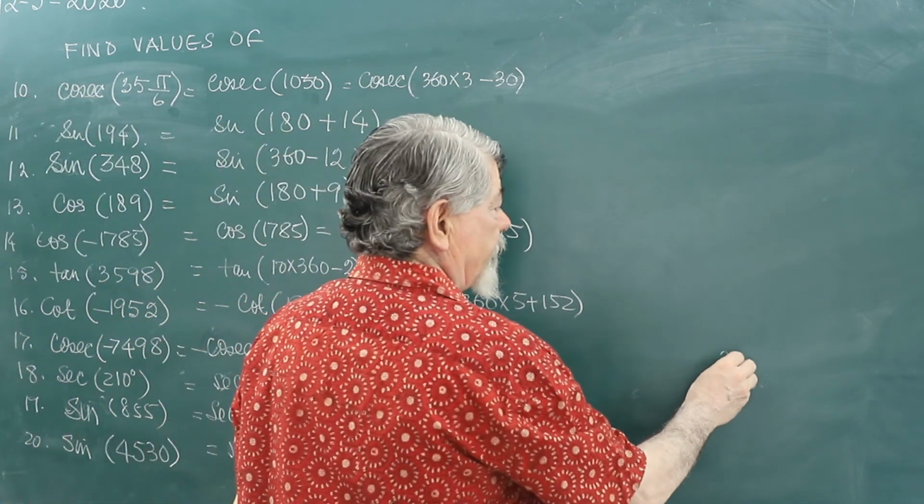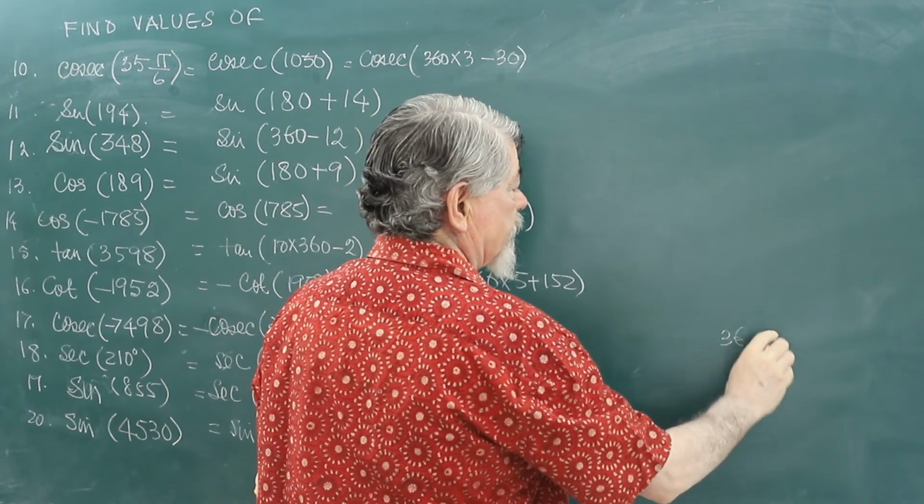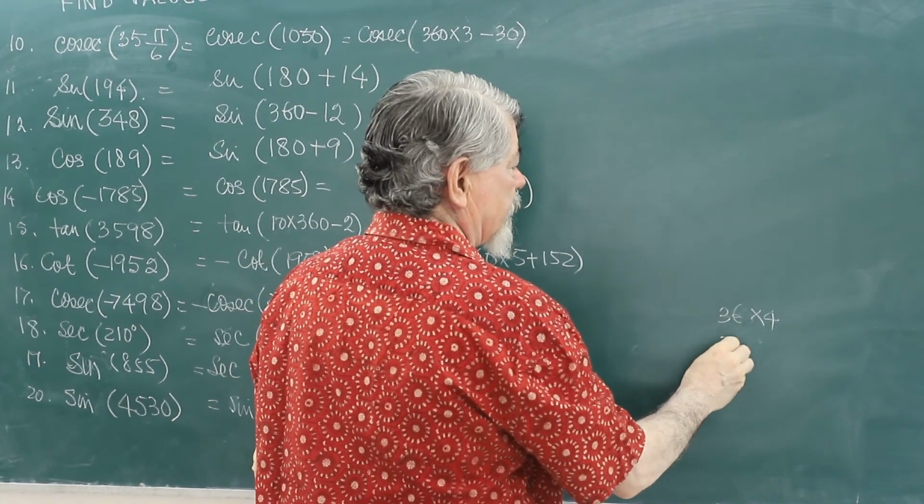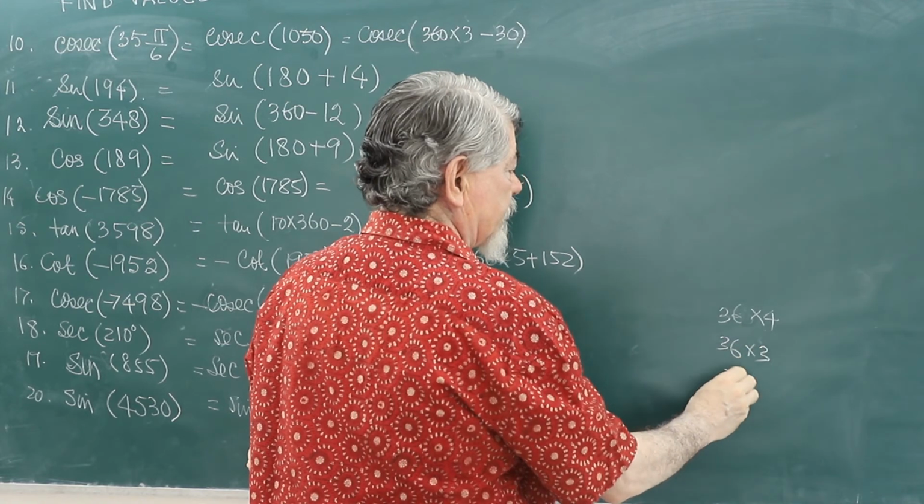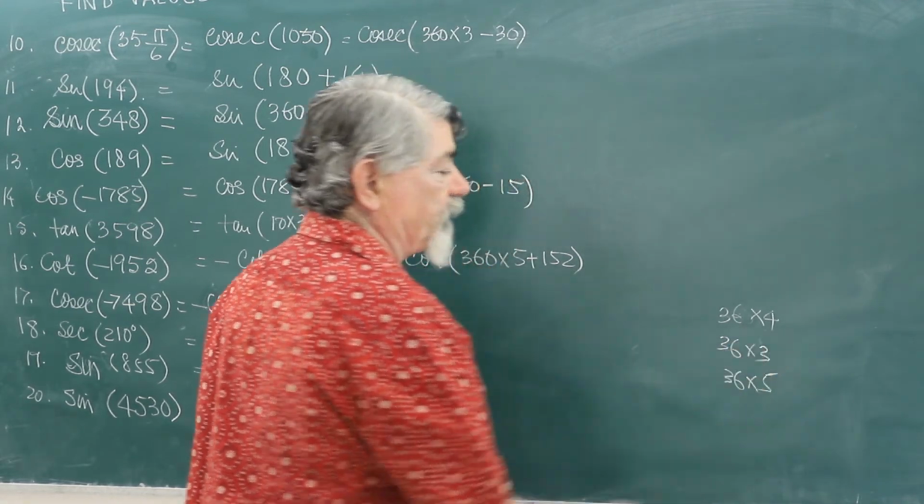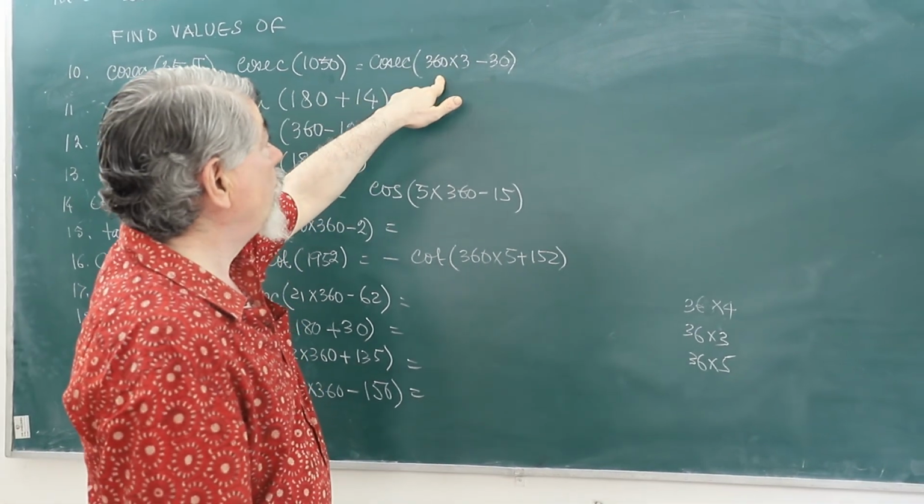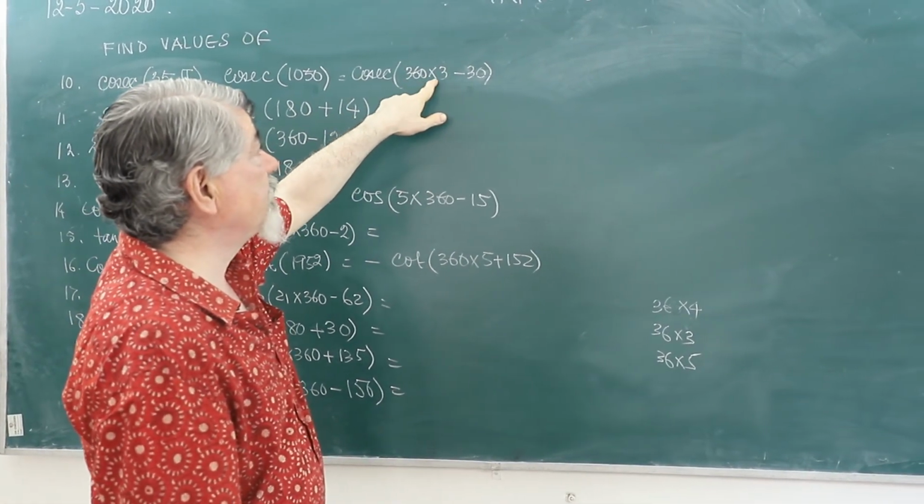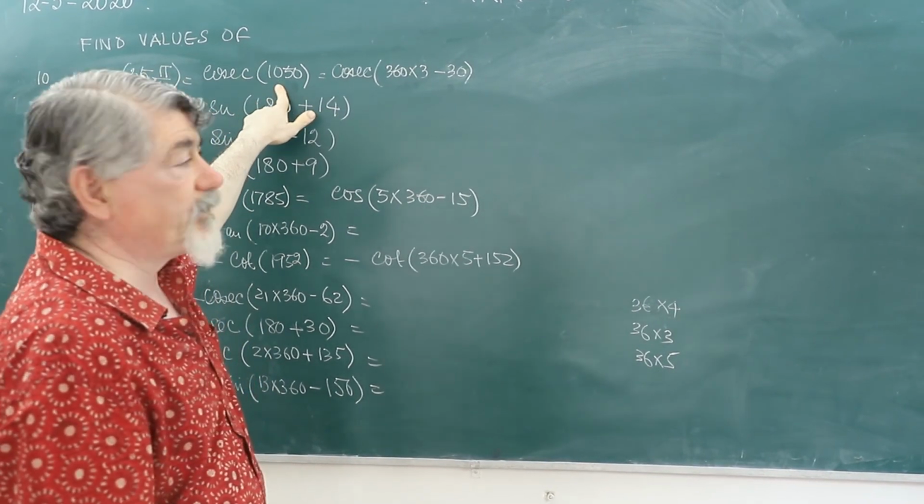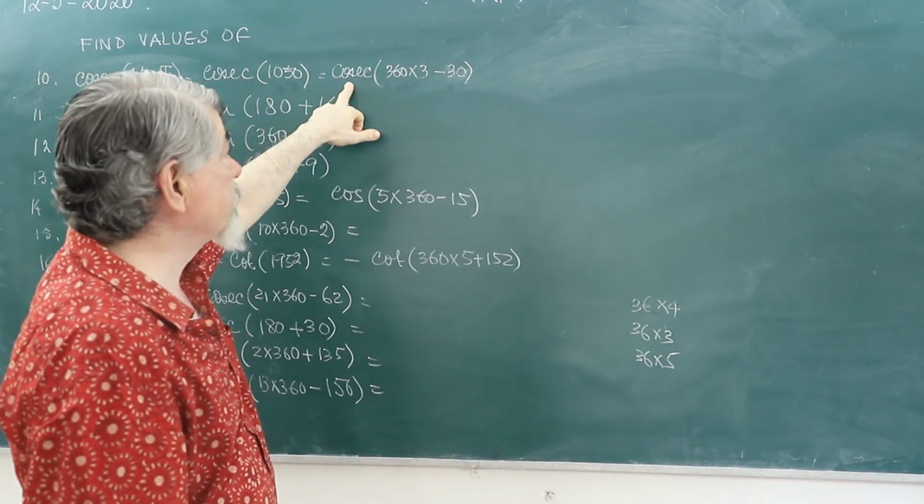There are certain numbers you have to remember: 36 into 4, 36 into 3, 36 into 5, so that it will be easier for you to apply that. Now 36 into 3 is 108, so 1080, and from that if I subtract 30, I get cosec 1050.